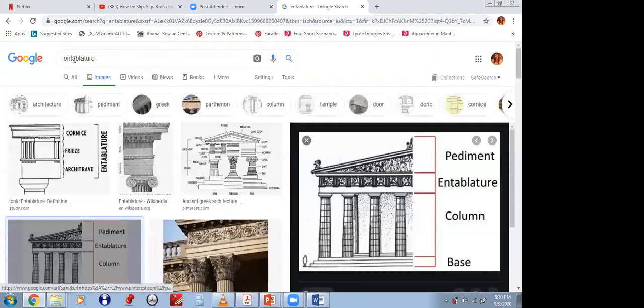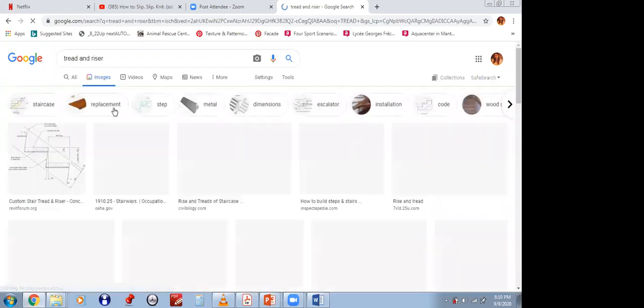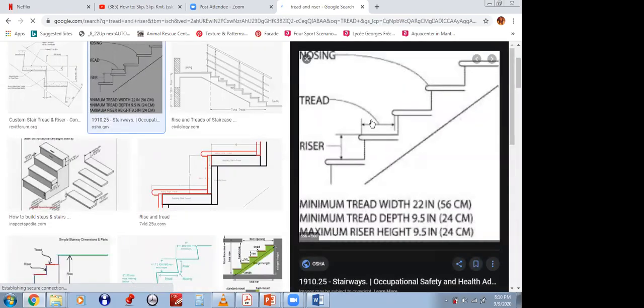I think she's asking about the size. You're asking what's a tread and a riser, right? Yes. That's the tread. This is the tread. The one where you put your foot on is the tread. And this is the riser.